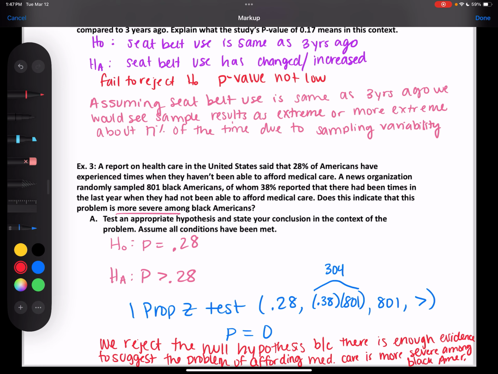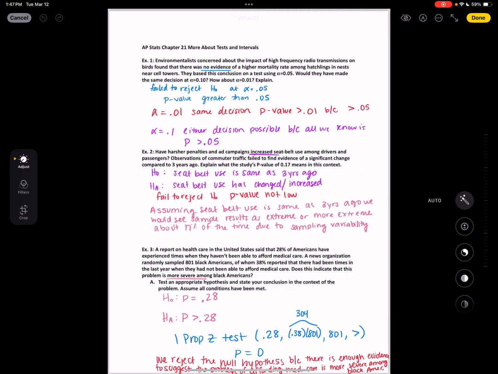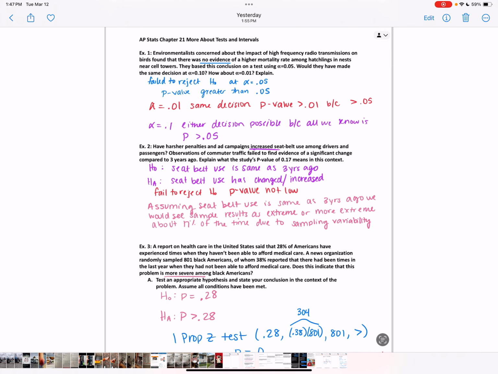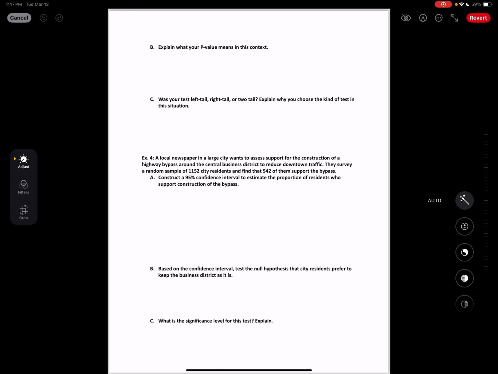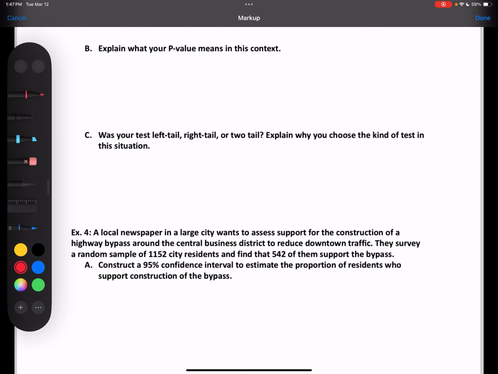You get on this page. All right. Explain what your p-value means in this context. So this is different than what we just answered. Assuming 28% have difficulty accessing healthcare.